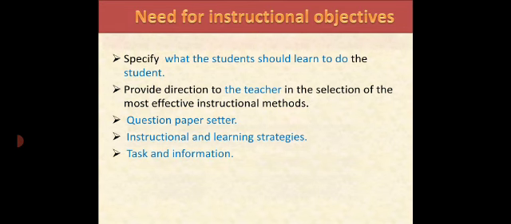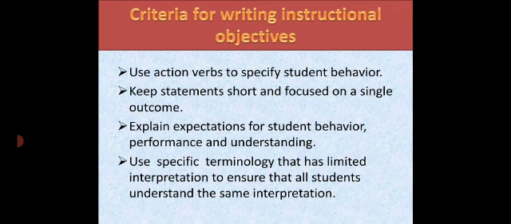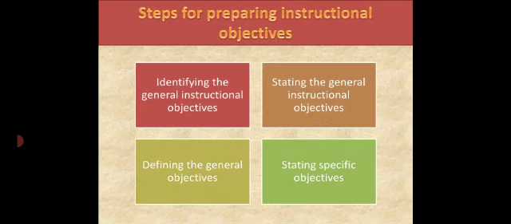And then criteria for writing instructional objectives. The teacher has to use action verbs to specify student behavior. Keep statements short and focused on a single outcome. Next, explain expectations for student behavior, performance, and understanding. Next, use specific terminology that has limited interpretation to ensure that all the students have the same understanding.